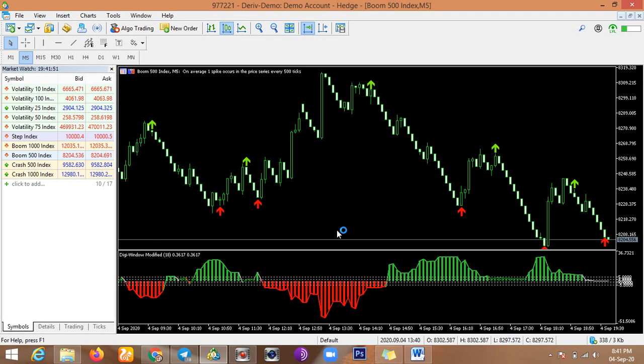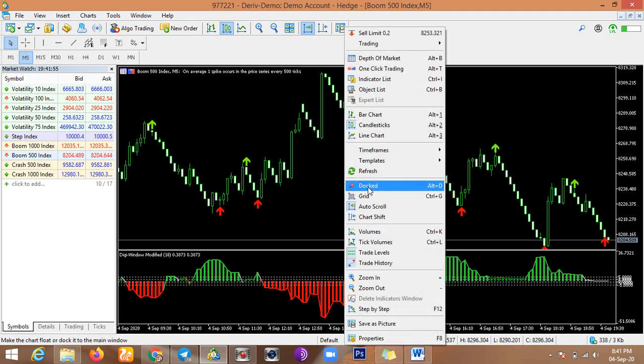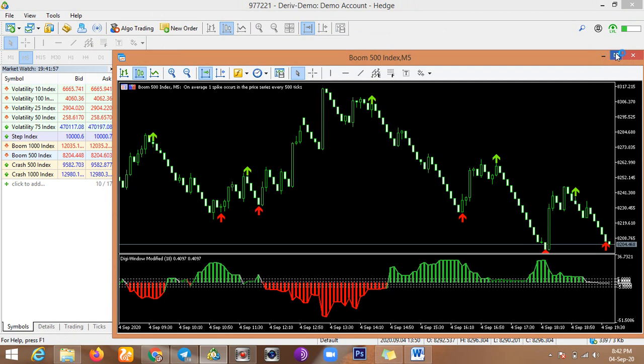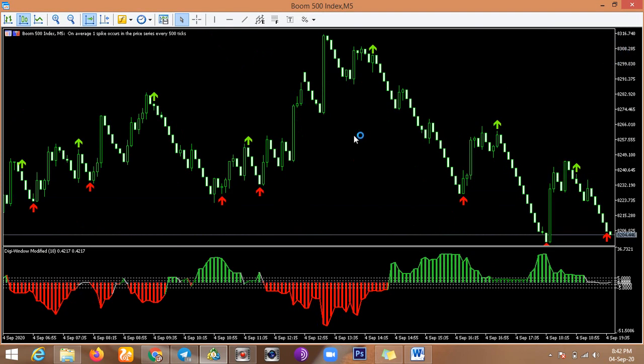So I'll go ahead and dock this so that we can have a clearer view of it. So dock, that will just maximize the screen. Awesome, we are good to go.